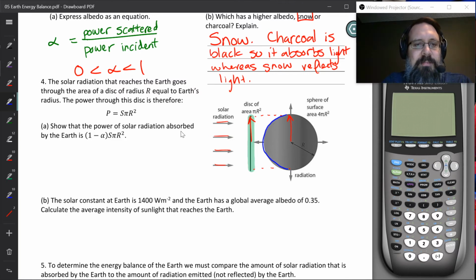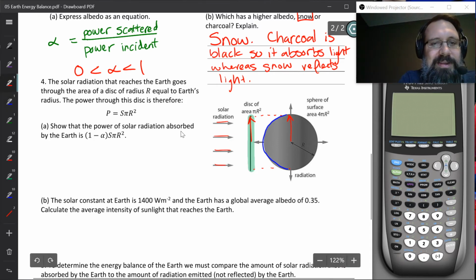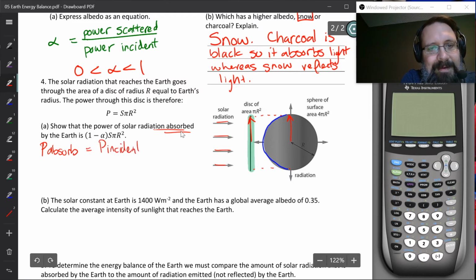All right, so show that the power of radiation absorbed by the Earth is equal to this expression right here. And we're like, okay, that expression looks crazy. So here's what we know. We want to show the radiation absorbed. So the power absorbed is going to be equal to the power incident minus the power scattered.